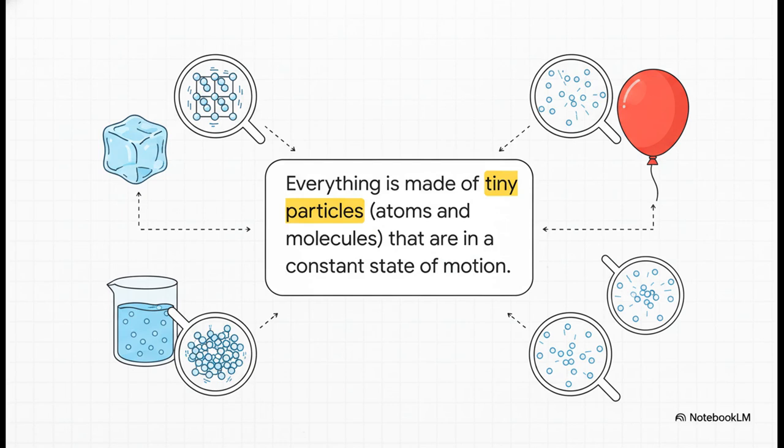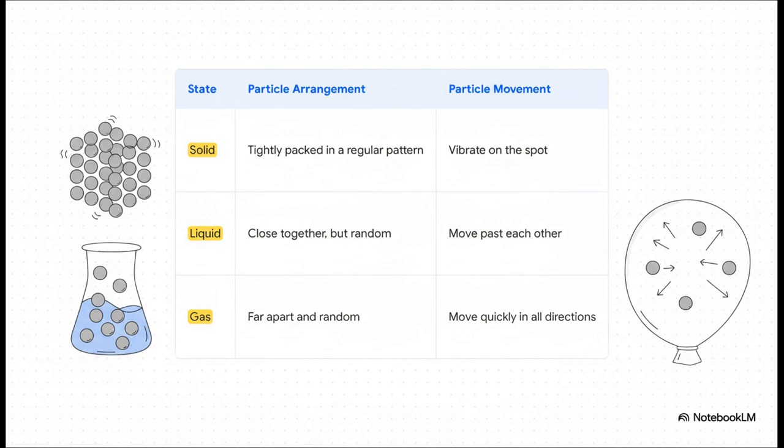It's this simple. Everything, and I mean everything, the desk you're sitting at, the water you drink, the air you're breathing, is made of tiny, tiny particles. And these particles are never, ever still. They're always moving. How they're arranged and how they move, that's what makes a solid a solid, and a liquid a liquid. This table sums it up perfectly.